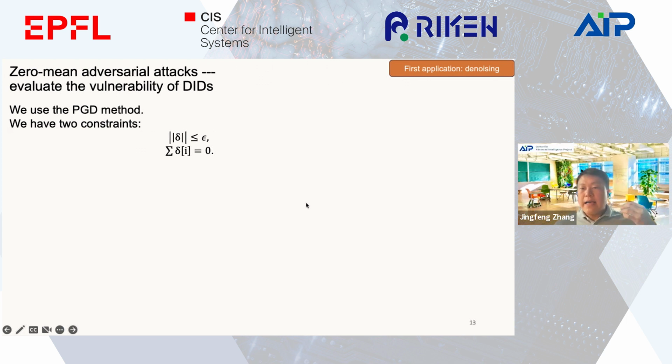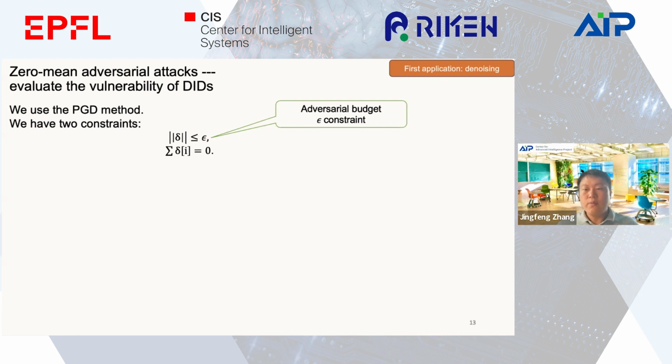To answer the above question, we design zero mean adversarial attacks to evaluate the vulnerability of deep image denoisers. To realize this attack, we use the PGD method. But this PGD method has to meet two constraints, which is different from the conventional one. First, the noise should be bounded by the adversarial budget. Second, the noise should meet the zero mean property.